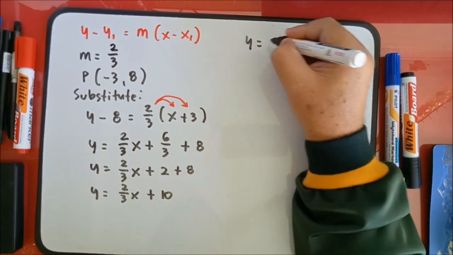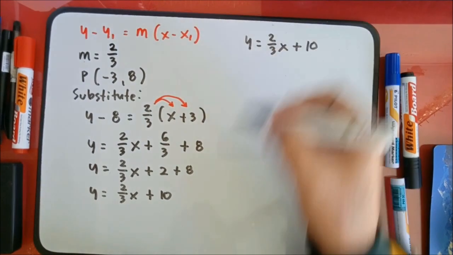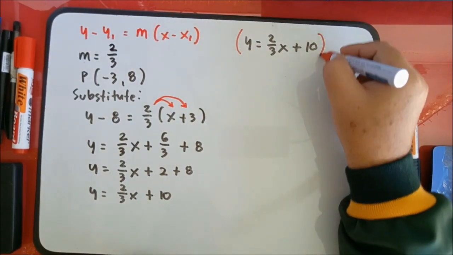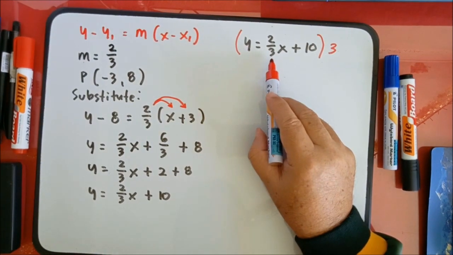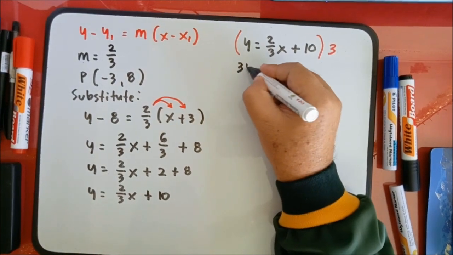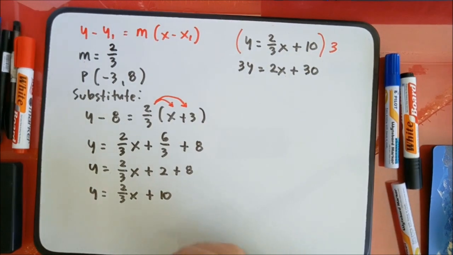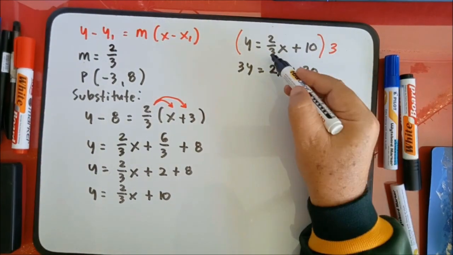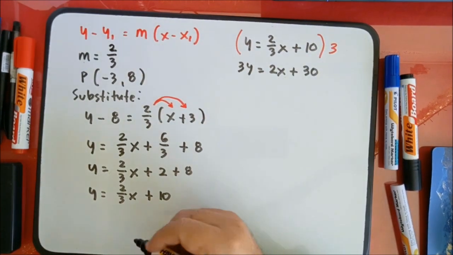Y is equals to 2/3 x plus 10. Anong sabi ko sa inyo? Multiply both sides by 3. Bakit 3? Para maalis ang denominator na 3. So this will become what? 3y is equals to 2x plus 30. Tama? 3 times y is 3y. 3 times 2/3, 3 divided by 3, mawawala. 2 na lang ang matira. Then 10 times 3 is 30.